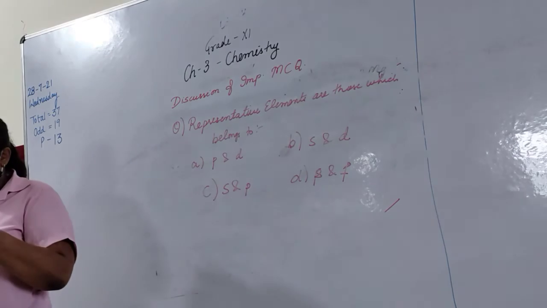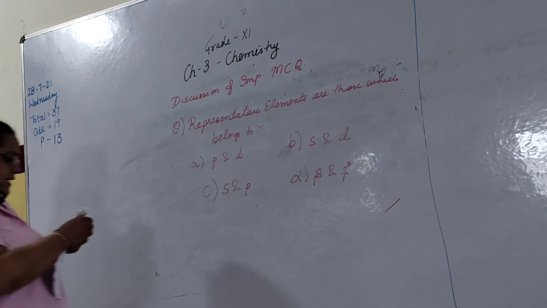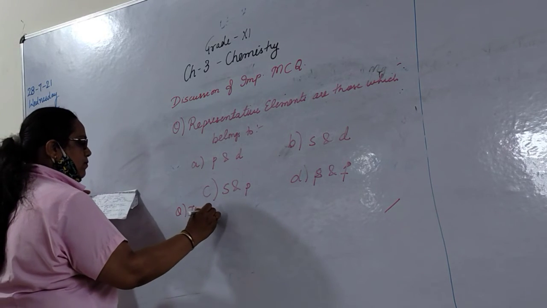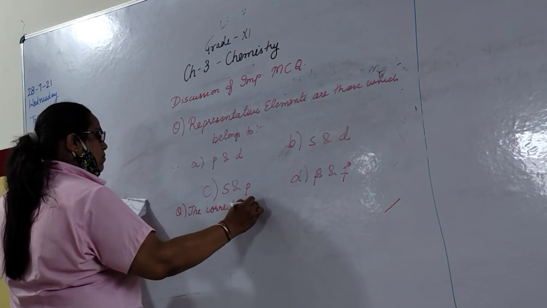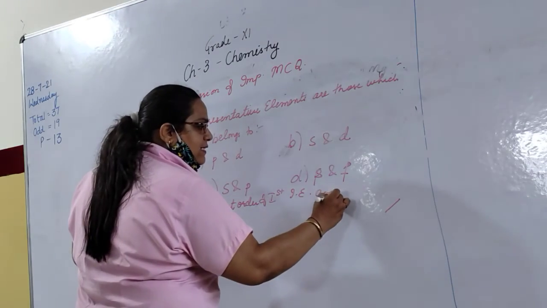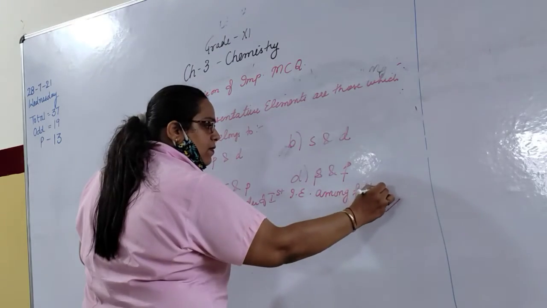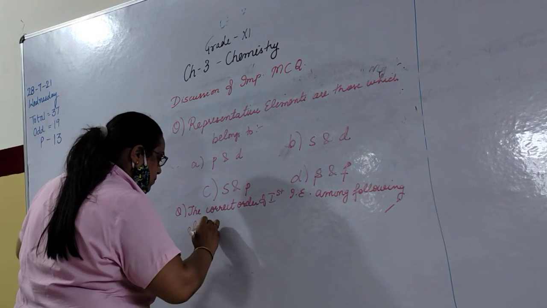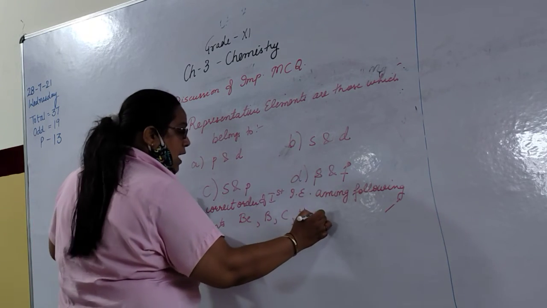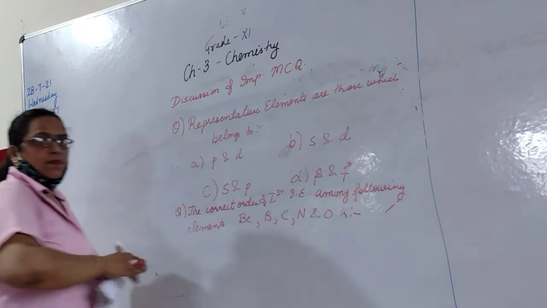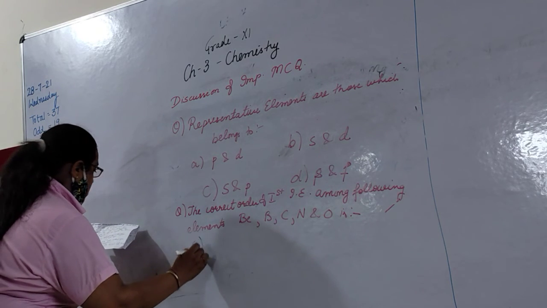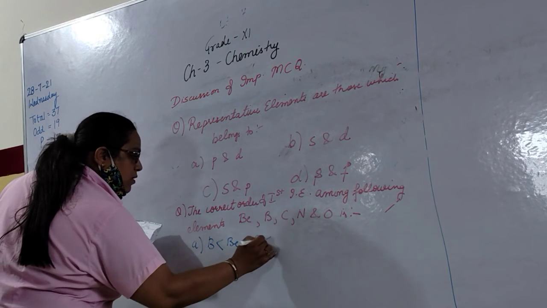Last question. The correct order of first ionization energy among the following elements, beryllium, boron, carbon, nitrogen and oxygen, is... you have to tell the order.